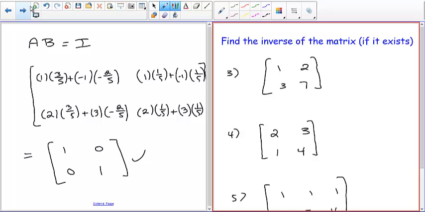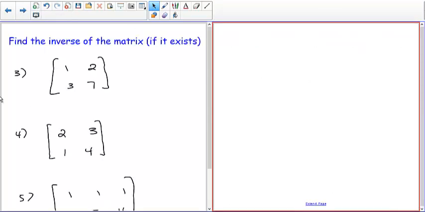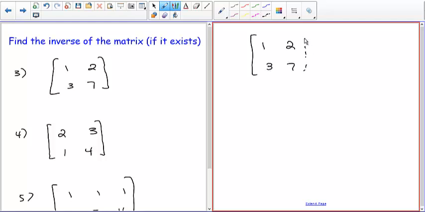Okay, now that we know how to prove two matrices are inverses of each other, how do we find the inverse of the matrix? Well, there's two ways. There's a formula, and there's using the row echelon form. So I think I'm going to use the row echelon form. So what you do is you take the original matrix and augment it with an identity matrix.